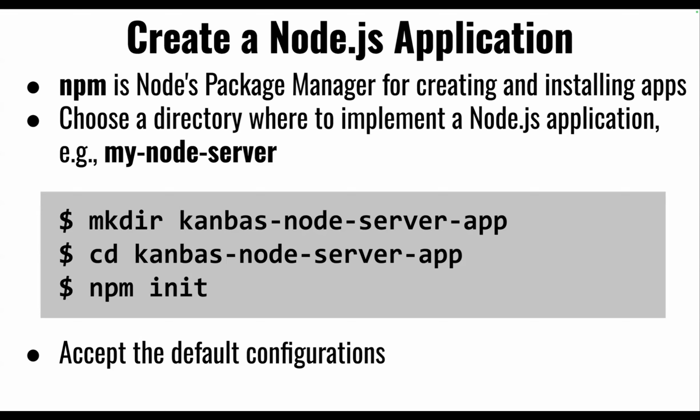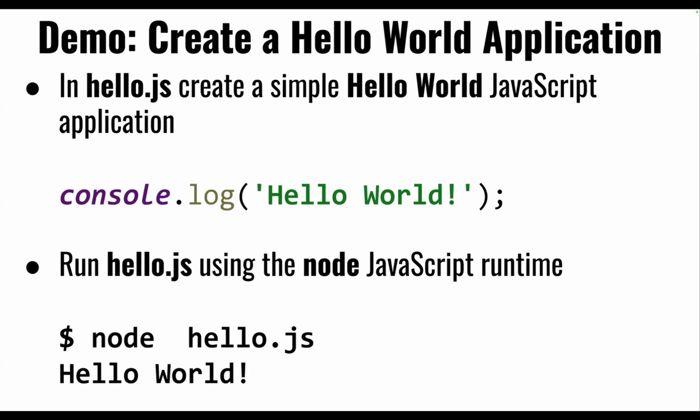So this is a cheat sheet of what we're going to do. We're going to create a new directory. We're going to call it Canvas Node Server App. We're going to go in there and we're going to run npm init. And in there, using Node.js, you can create a file, like say a hello.js file, type in a couple lines of JavaScript code, and then you can run that file with node hello.js. So node is an executable that comes in when you install Node.js, that allows you to execute JavaScript outside of the browser. In this case, it's going to allow us to run, say, hello world.